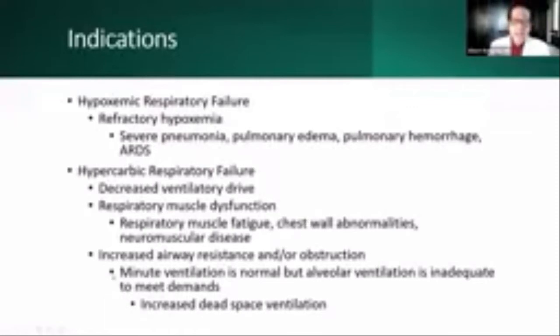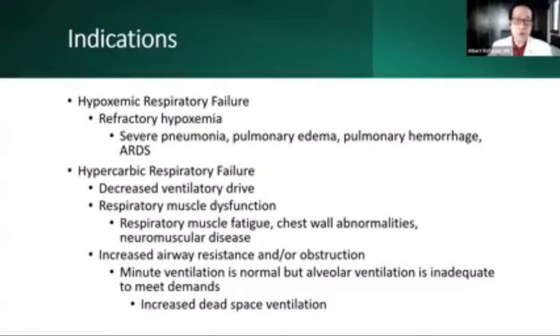Or hypercarbic respiratory failure could be secondary to increased airway resistance and/or obstruction, wherein the minute ventilation is actually normal, the patient is breathing fast, but the effective alveolar ventilation is inadequate to meet demands. The reason for this is there's a lot of dead space ventilation, or a lot of wasted ventilation. The patient is breathing really fast, but only a small percentage of alveoli is actually participating in the breathing, thus it causes an increase in carbon dioxide. And we see that in a lot of our asthmatic patients and COPD patients.